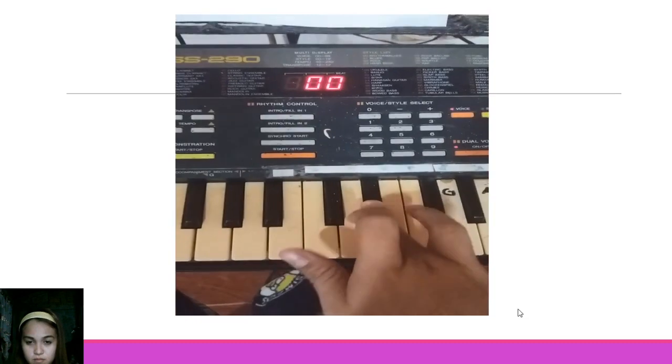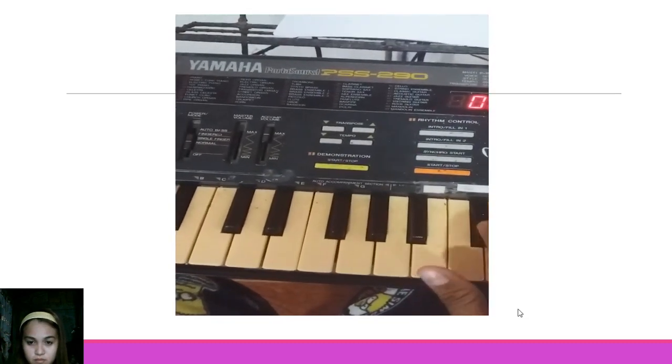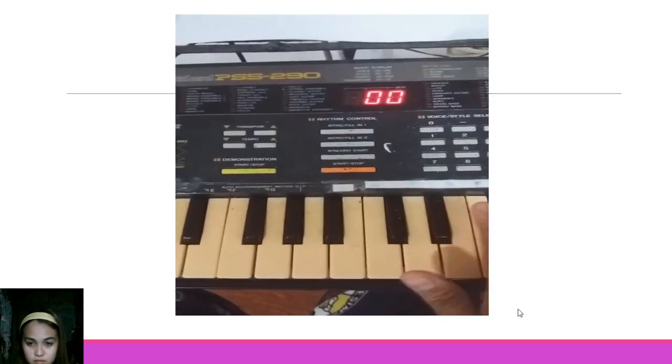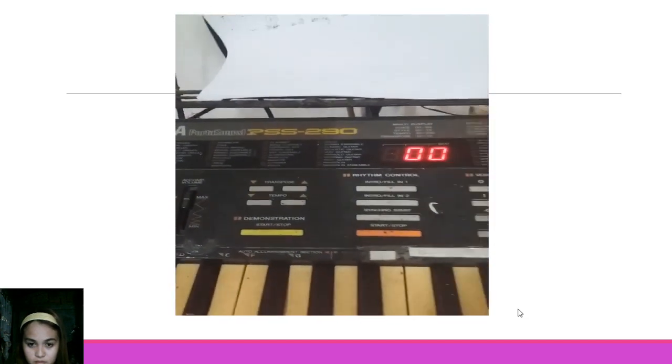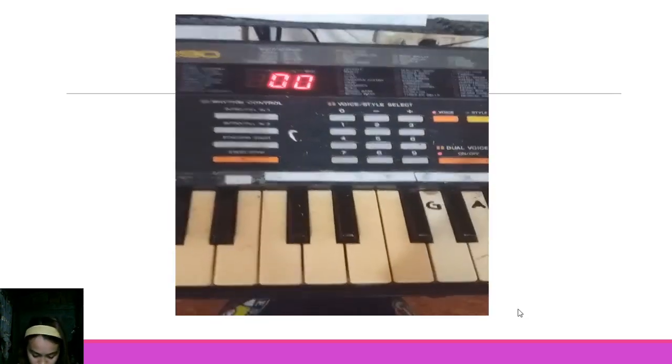Very good. So, when we press the black keys, especially the sharp, this movement is called semitone or half tone.